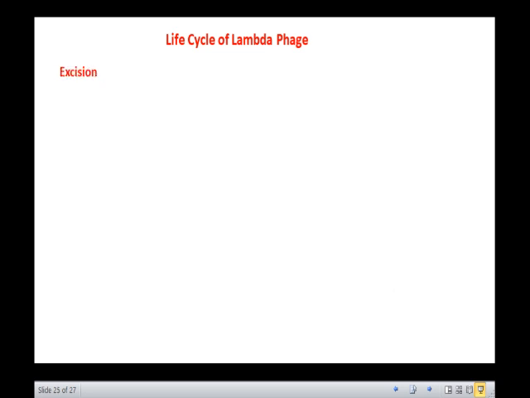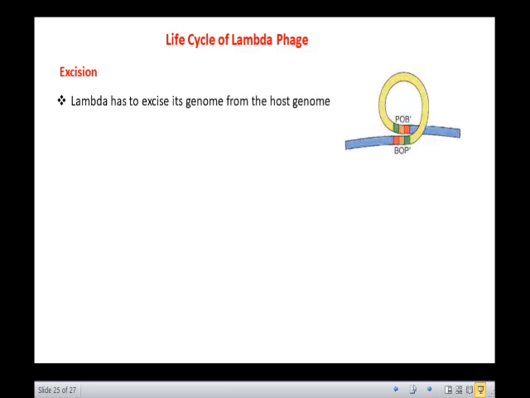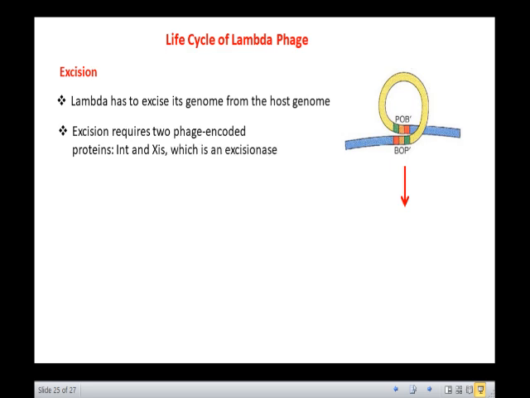In order to induce the lytic cycle, the lambda phage has to excise its genome from the host genome. Excision of Bacteriophage lambda requires two phage encoded proteins, int and xis, which is an excisionase. It also requires two bacterial proteins. In addition to IHF, a protein called FIS is also required.